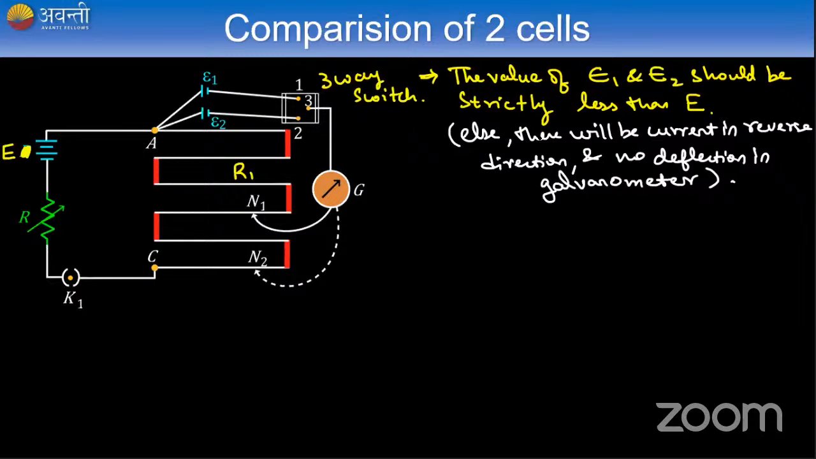What is the condition we have? The epsilon 1 and epsilon 2, the test cells, should not be greater than the external EMF connected for this experiment. To compare two cells, the values of epsilon 1 and epsilon 2 should not be greater than EMF E. Otherwise, there will be no deflections, and there will be current in the reverse direction.